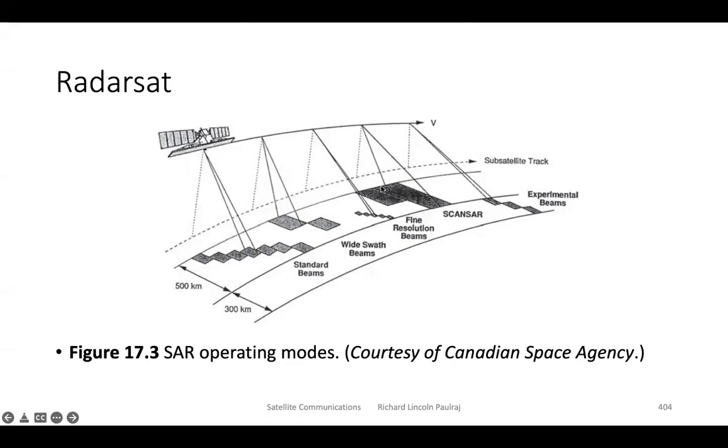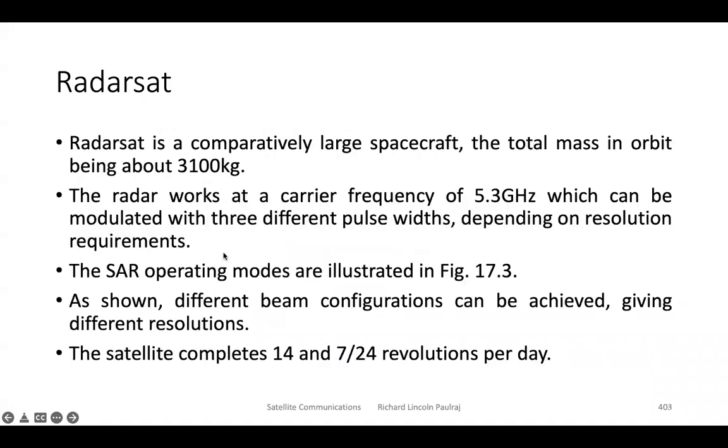And I have a scan SAR. Then these are some experimental beams that can be launched, right? So you can see that there are different sections here, right? So which means this satellite is a very complex thing where it can change the way in which we can track things, right? As shown, different beam configurations can be achieved giving different resolution. The satellite completes 14 and 7 of 24 revolutions per day.